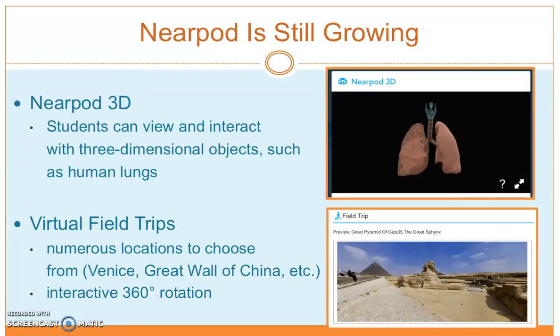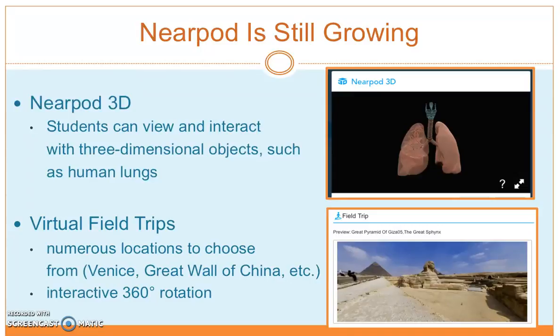Nearpod 3D makes it possible to view various objects, which you can see the image there of the human lungs, and the students can then interact and view the objects by providing the user with the ability to move the object in a three-dimensional environment. So that image of the lungs there, you can actually move it around and look at it from different angles.